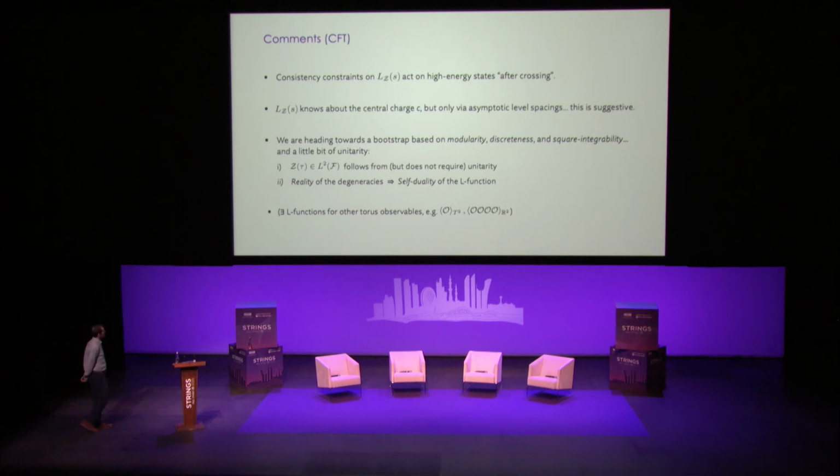Now we're heading toward a bootstrap based on the principles of modularity, discreteness, and square integrability, but not unitarity, or at least not the full power of unitarity. We're using these other things instead, and discreteness in particular has been difficult to incorporate in bootstrap approaches so far. So recall unitarity guarantees this square integrability, but it's not required for it. And the self-duality of the L function is a statement of the reality of the degeneracies. So we're using reality of the degeneracies, but not positivity in this kind of approach. You can do things for other observables too, just here we're talking about the partition function for simplicity.